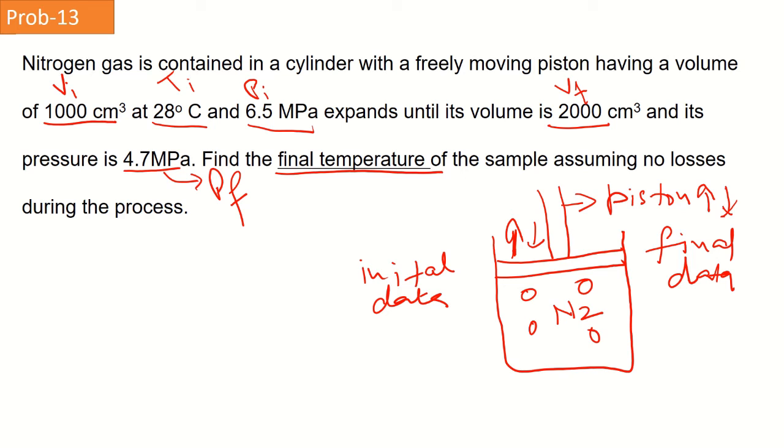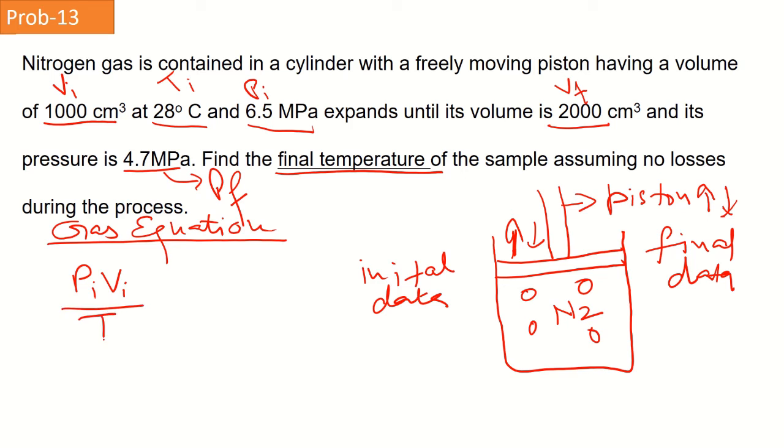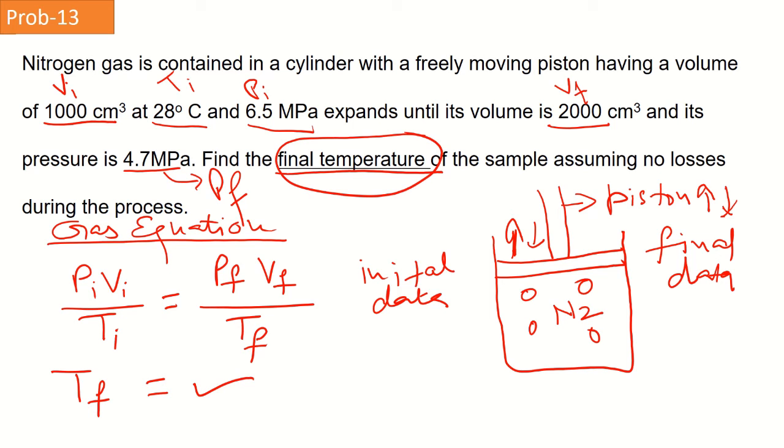So in this type of question, you have to use the gas equation, and the gas equation is Pi Vi over Ti equals Pf Vf over Tf. So this formula you have to use, and you have to rearrange the formula, because you have to find the final temperature, so this and everything will come here.